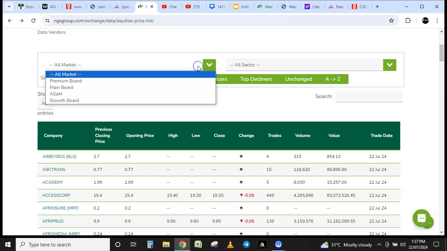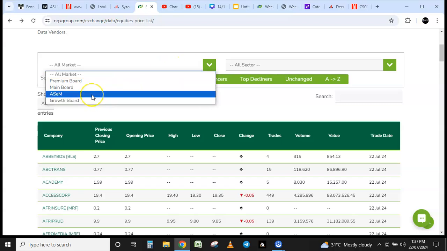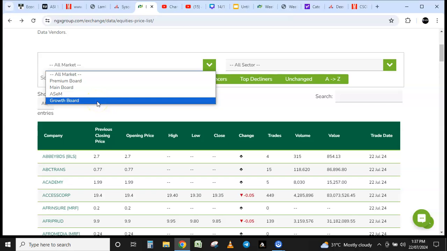Then the Nigerian market is classified into four boards. We have the premium board, which is a kind of top companies. We have the main board. Then we have the small and medium, that's SMEs. And then we have the growth board. This is where mostly you find the penny stocks. So that's the four boards.